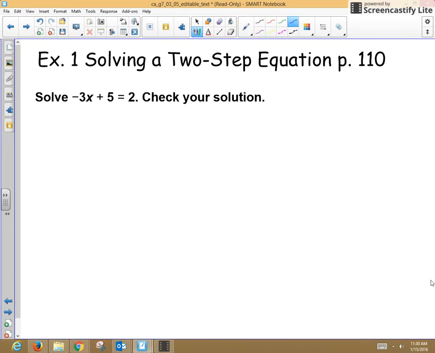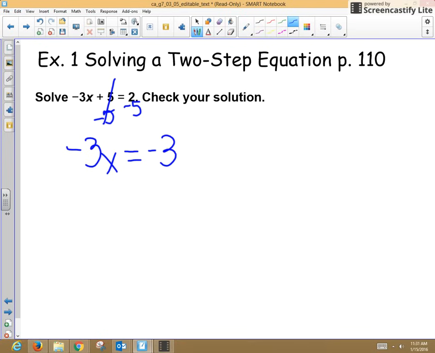So normally we would add or subtract last, but in this case, we're going to add or subtract first. I need to get rid of the constant here, the plus 5. So I'm going to use the inverse operation on both sides to start to isolate my variable. So subtract 5 from both sides of the equation. Let me make that a little neater. And 5 take away 5 cancels out, so we're left with negative 3x equals negative 3.